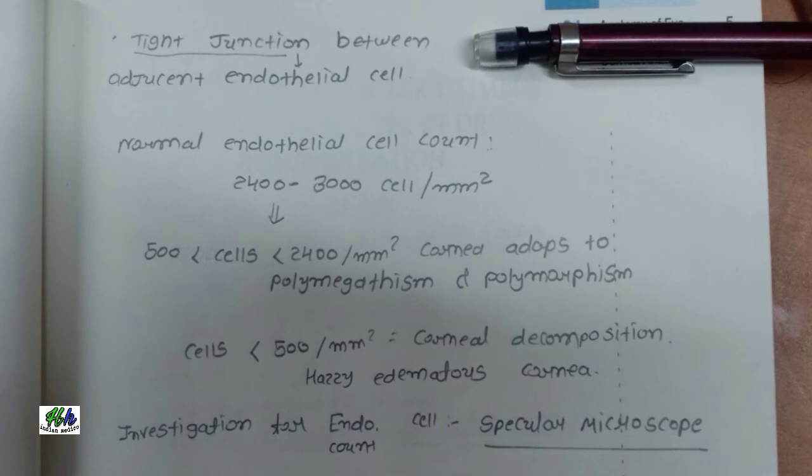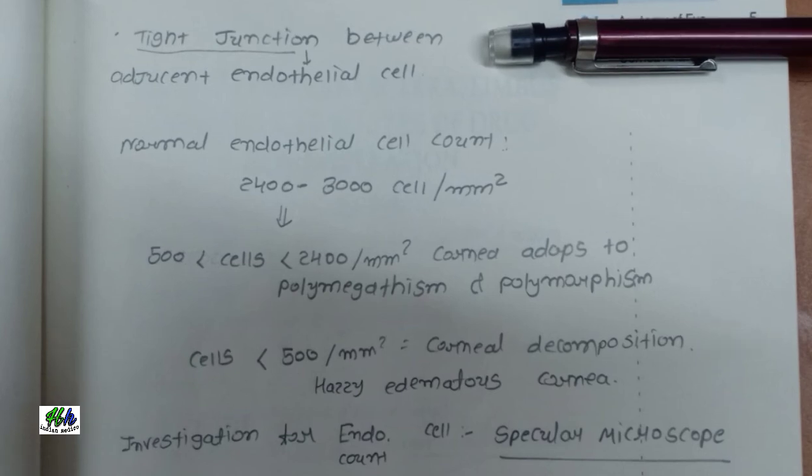The normal endothelial cell count in this layer is 2400 to 3000 cells per mm squared. But if the cell count is between 500 and 2400 per mm squared, the cornea adapts with polymegathism and pleomorphism. If the cell count is less than 500, it is known as corneal decompensation and the cornea becomes hazy and edematous. The investigation for the endothelial cell count is known as specular microscopy. It is an instrument for measuring the endothelial cell count.